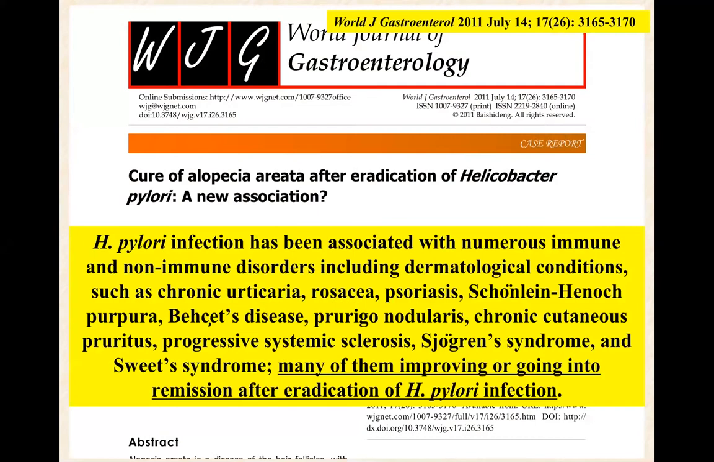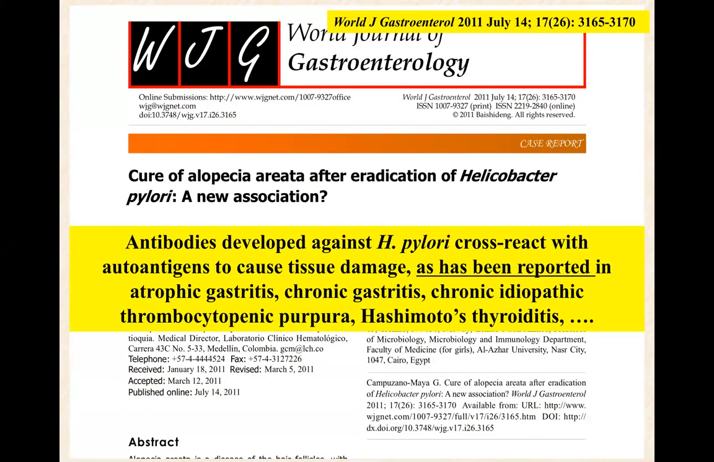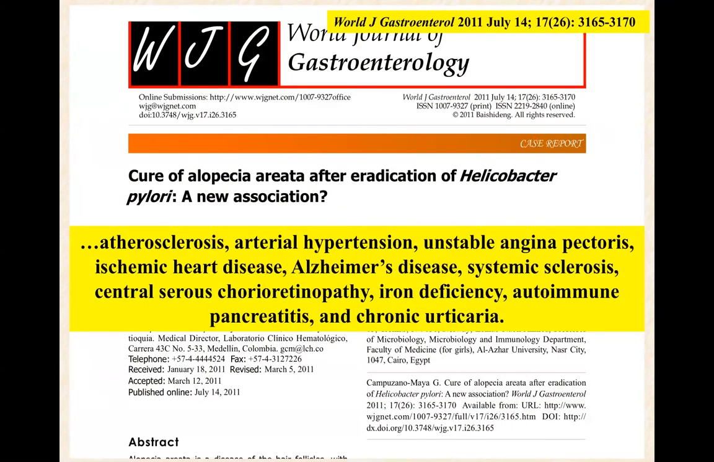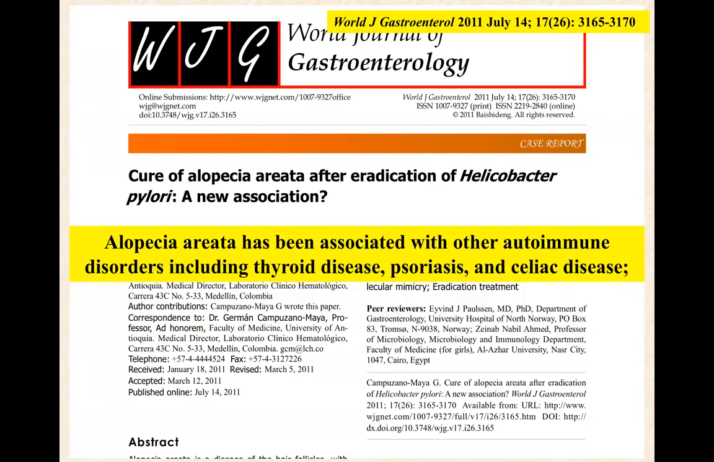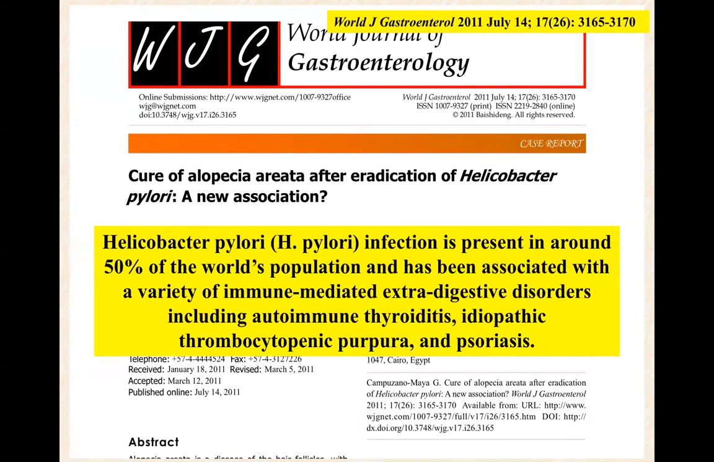I'm not going to take the time to show you all of these different conditions, but read this article and you'll see it's idiopathic thrombocytopenic purpura, Hashimoto's, Alzheimer's, sclerosis, atherosclerosis, pancreatitis. All of these can be because of Helicobacter. Thyroid, psoriasis, celiac disease may be because of Helicobacter. So when your celiac patients don't get well, it may be because they have a Helicobacter infection.